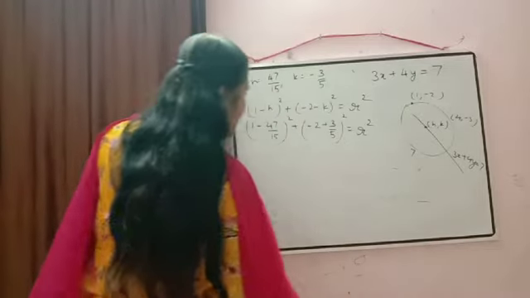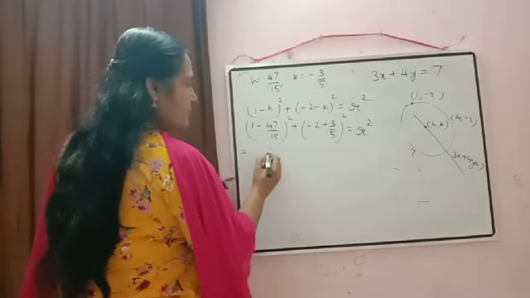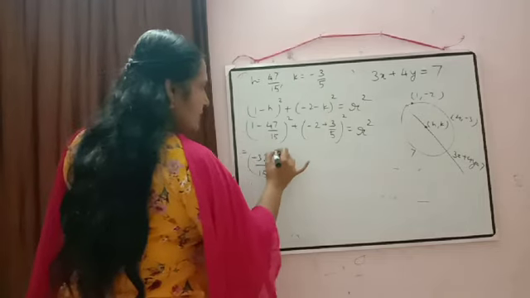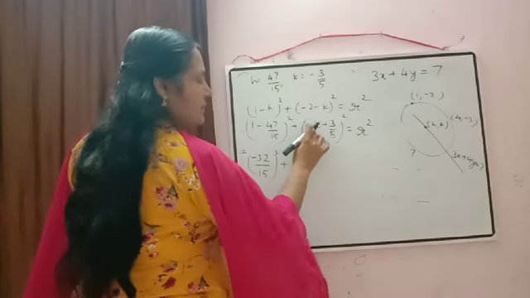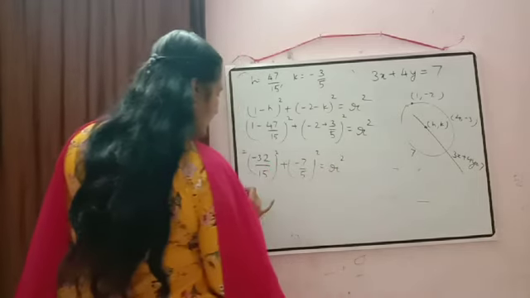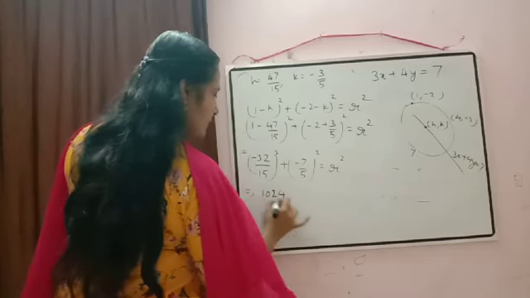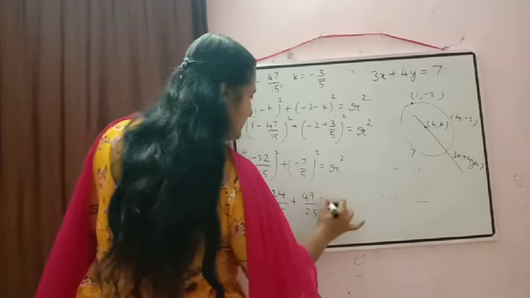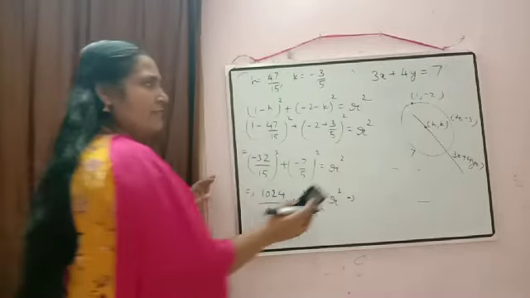Now again, don't use the identity here, just do the subtraction. 15 minus 47. So 7 minus 5 will be equal to 2, 4 minus 1 is 3. Minus 32 by 15 the whole square plus here minus 10 plus 3, so that will be equal to minus 7 by 5 the whole square is equal to r square. 32 square is 1024, so 1024 by 225 plus 49 by 25 is equal to r square. Now you just simplify it and check what will be the value of r square.